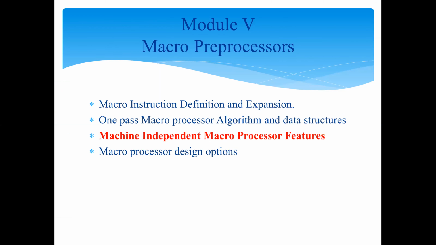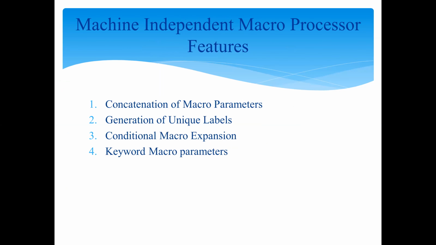So let us move ahead and learn the next topic in this module, which is machine independent macro processor features. There are mainly four independent features: concatenation of macro parameters, generation of unique labels, conditional macro expansion, and keyword macro parameters. We'll start with the first one, concatenation of macro parameters.